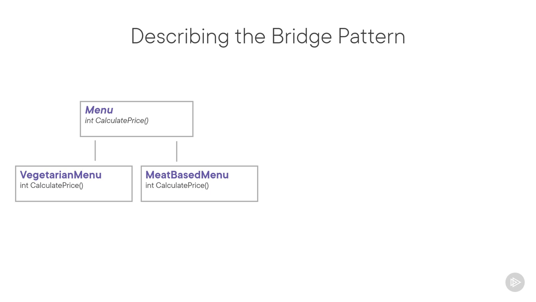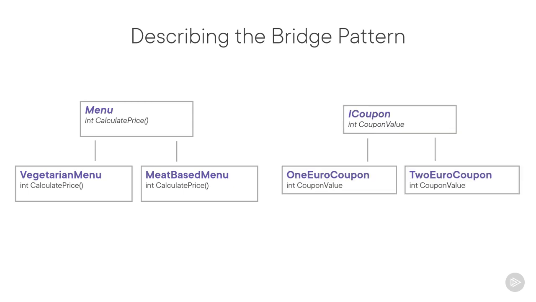But to be able to calculate the price, our menus need to know the coupon value. These are named implementers, which we can put in a separate hierarchy. So we'll have a Coupon abstract base class or an ICoupon interface, which states that a coupon value must be exposed. And then we have implementations of it, €1 coupon and €2 coupon, which expose the actual coupon value.